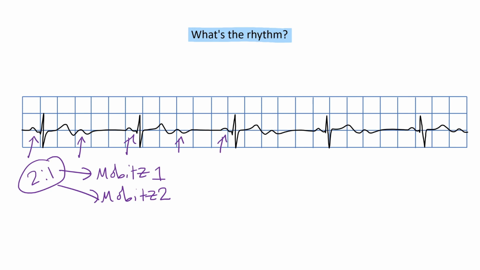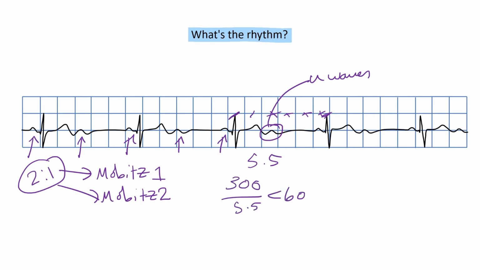This rhythm here though is actually a normal rhythm, and these are U waves. Remember, U waves just represent delayed repolarization of the Purkinje fibers. Now the key to working this out is to look at the RR rate. So for example, from here to here there's about 1, 2, 3, 4, say about 5.5 boxes. 300 by 5.5 is less than 60, which is bradycardia. And in bradycardia, you often see U waves.